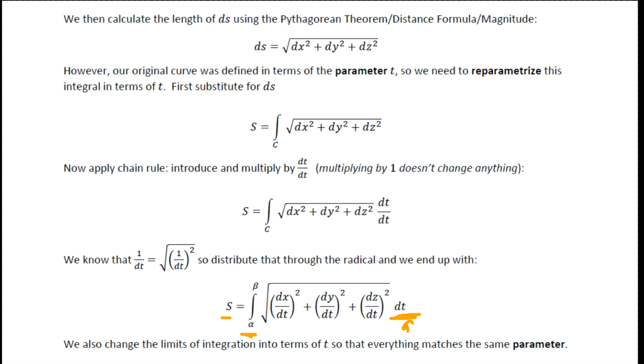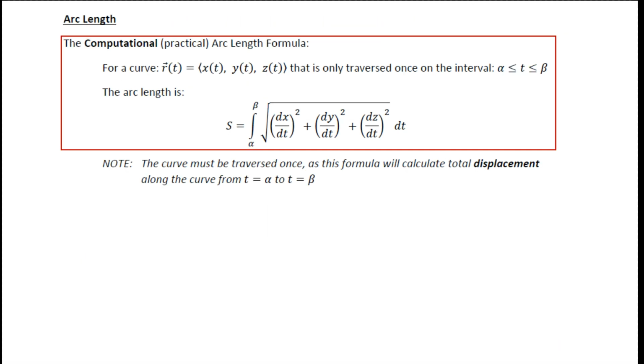All this notation is incredibly important. It's not just there because some mathematicians thought it would look kind of fun. So be very, very diligent about your notation. And again, now I'll be able to actually evaluate this entire thing. And this is actually the computational, or the practical, arc length formula for a curve defined by a vector function, again, each of its components x, y, and z, and it traverses the curve only once on the interval.